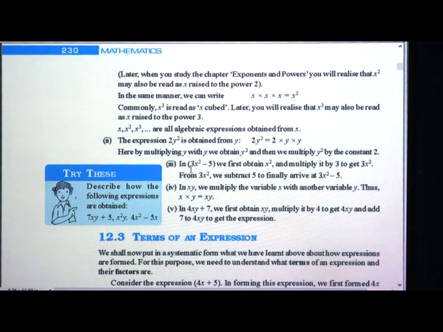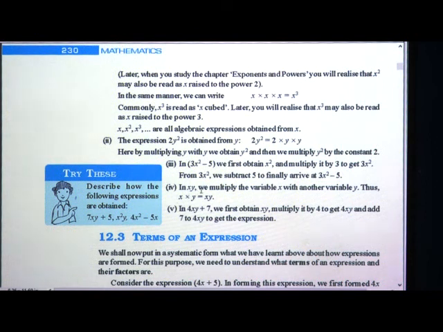So, in 3x square minus 5, which is the expression, we first obtain x square and multiply it by 3 as the constant. So, we get 3x square. From 3x square we subtract how much? 5, to arrive finally at 3x square minus 5. So, what we have done is multiply a constant by a variable.